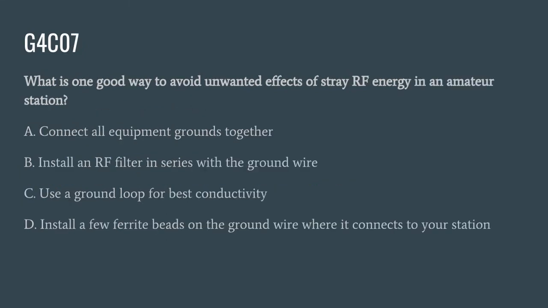G4C07, what is one good way to avoid unwanted effects of stray RF energy in an amateur station? A. Connect all equipment grounds together. B. Install an RF filter in series with the ground wire. C. Use a ground loop for best connectivity. Or D. Install a few ferrite beads on the ground wire where it connects to your station. Correct answer is A. Connect all equipment grounds together.